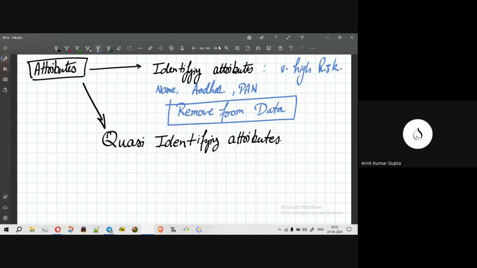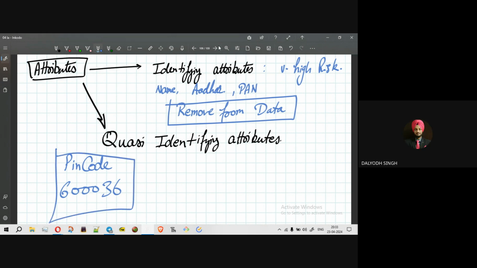So the thing is, sometimes we have attributes by which we cannot identify someone. See, if I tell you my pin code, can you identify me by this pin code? No. No need to call me sir, I'm just Amit. So you cannot find me on behalf of my pin code.